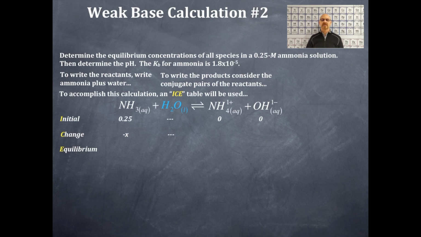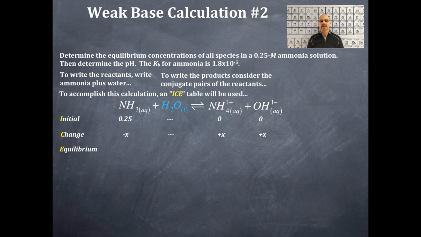Both of the products, that is the ammonium ion and the hydroxide ion, have a stoichiometric coefficient of 1. Therefore, it's going to be a plus 1x for both the ammonium ion and the hydroxide ion. Now, in order to get the equilibrium data set, I have the initial and the change. I'm going to add up the initial column and the change column, and I'm going to get the equilibrium column.